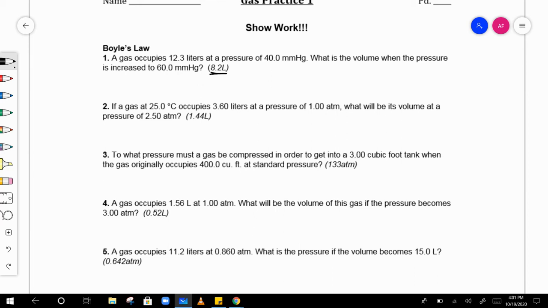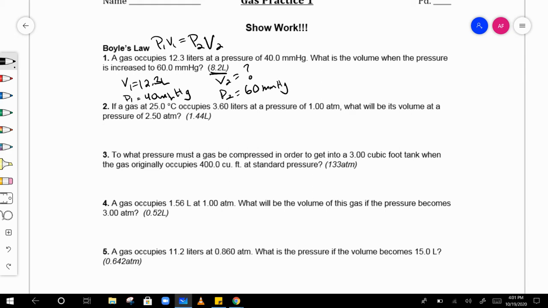So here, Boyle's law is P1 V1 equals P2 V2. Basically what we're saying is that initial pressure times initial volume equals the final pressure times final volume. Here it says a gas occupies 12.3 liters, so V1 is 12.3, at a pressure of 40 mmHg. So P1 is 40 mmHg. Now we want to know what the volume is, so V2 we don't know. And the pressure is increased to 60 mmHg, or millimeters of mercury.